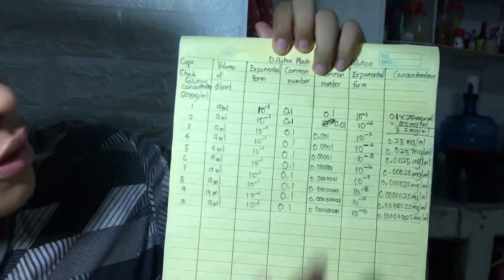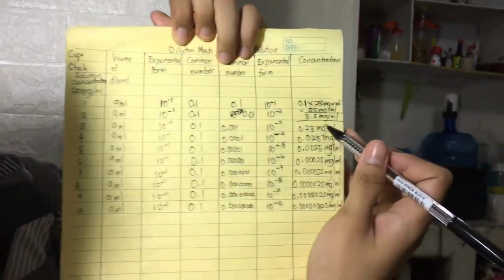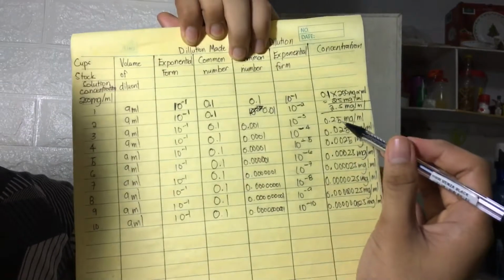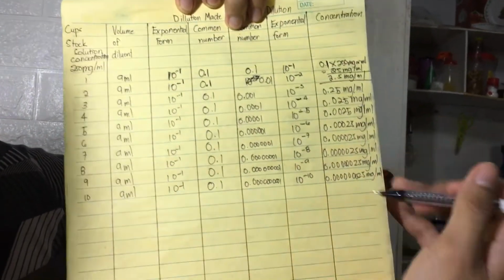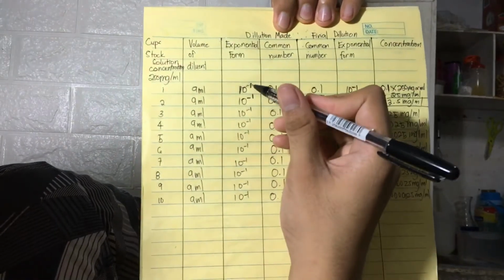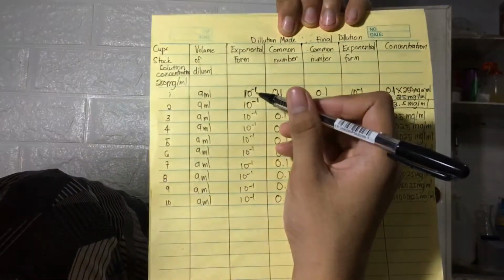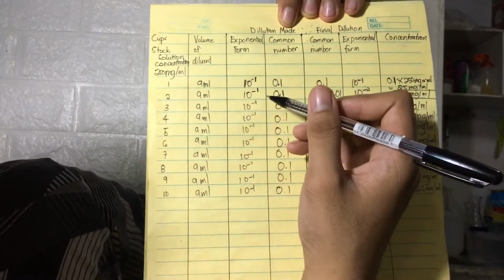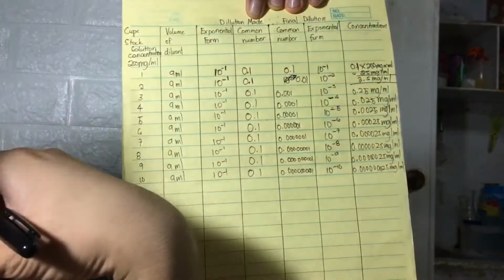So, here is the final table. You can see there is a geometric ratio. It is a geometric sequence because it has a constant ratio that is 10 to the power of -1. That's it.